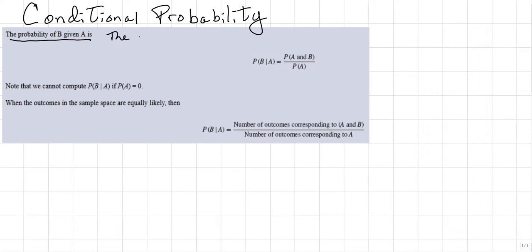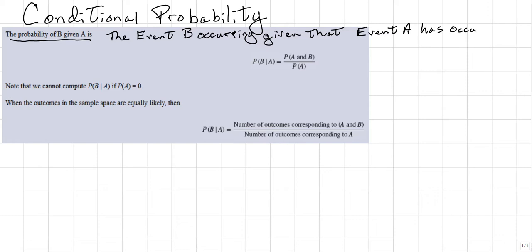It's the event B occurring, given that event A has occurred. So you can read it as the probability of B given A.